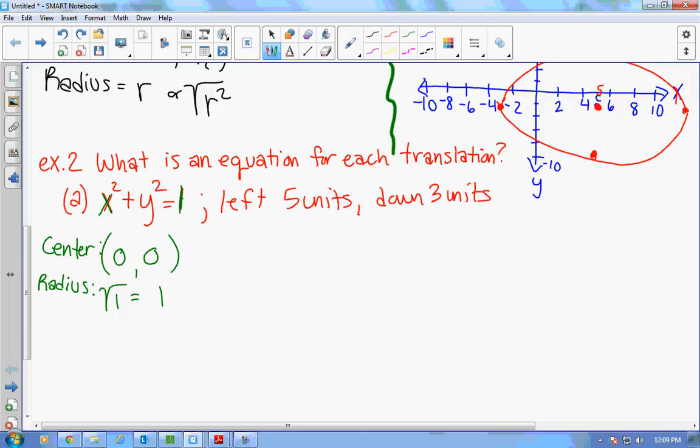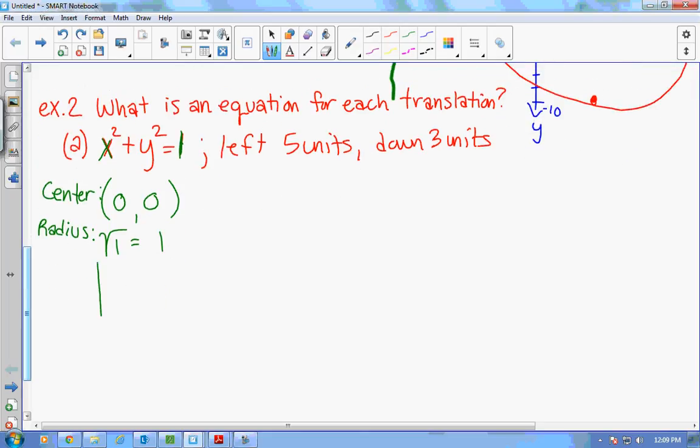Okay, so this is where it is right now. And if we graph that really quickly, just draw a quick little chart on your notes. We have a center at (0, 0).